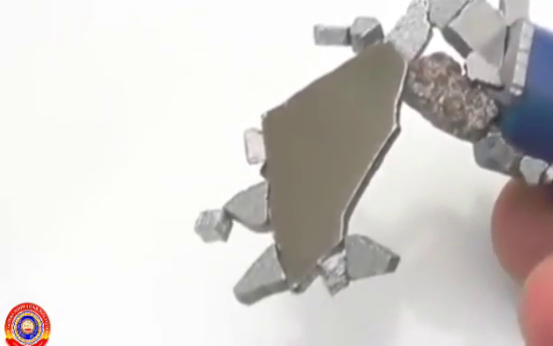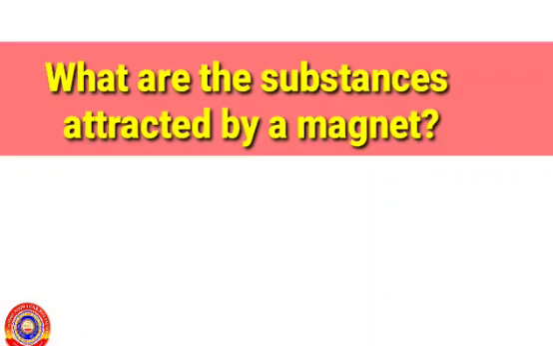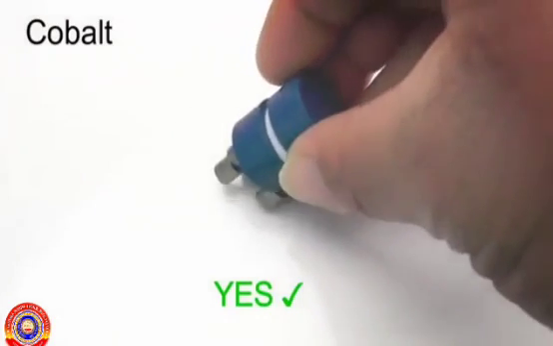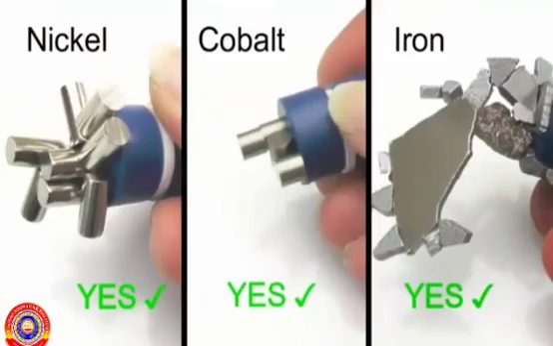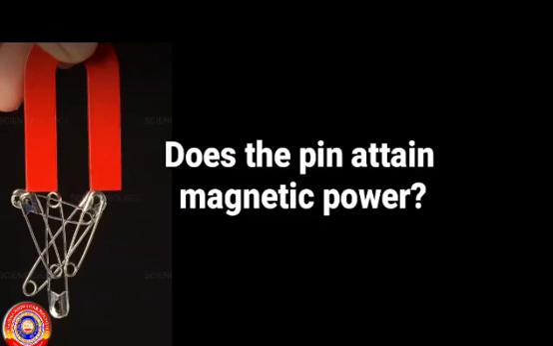Now, you have understood that a magnet attracts magnetic substances. What are the substances attracted by a magnet? Yes, iron, cobalt, nickel and alnico are some of the substances which are attracted by a magnet. Does a magnetic substance attracted by a magnet get a magnetic force? Let's see.